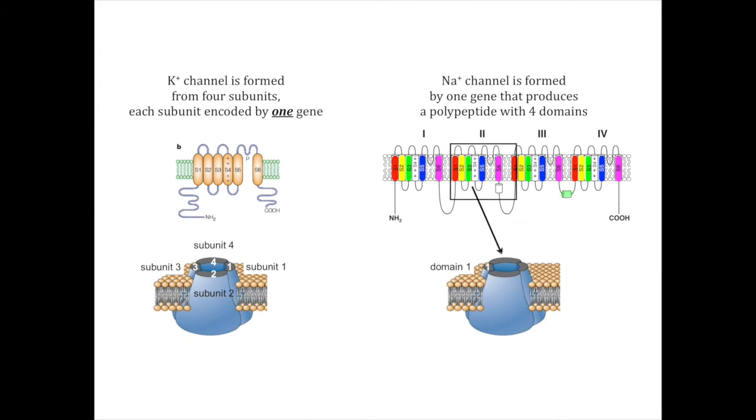1 domain, 2, 3, and 4. In short, the potassium channel, like the sodium channel, has 4 subunits or domains, where each subunit is composed of 6 transmembrane segments, S1 to S6, where the S4 segment is the voltage sensor, as in sodium channels. However, unlike sodium channels, where the entire channel is encoded by one gene, only one domain, that is a subunit, of the potassium channel is produced by a single gene.